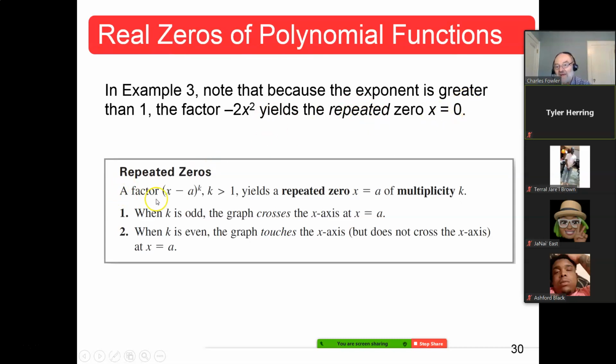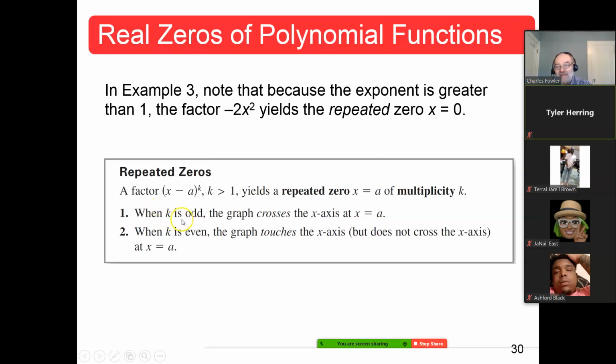So anytime you have a factor, x minus a raised to the kth power, where k is anything greater than 1, actually it works when it's equal to 1 too, but we'll leave it like that, that yields a repeated 0 at x equal a. And that's called multiplicity of k. You can have a multiplicity of 1, meaning there's only 1 0 there. It's not repeated, but it's a multiplicity of 1.